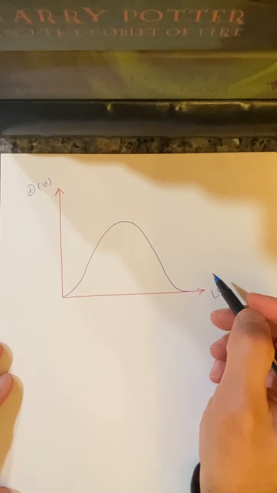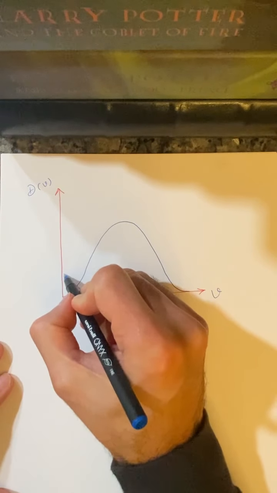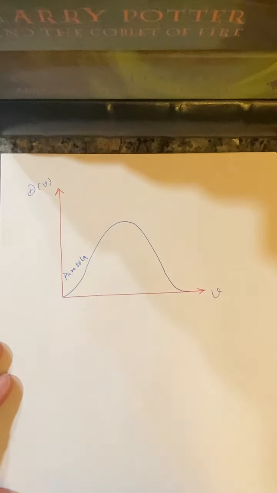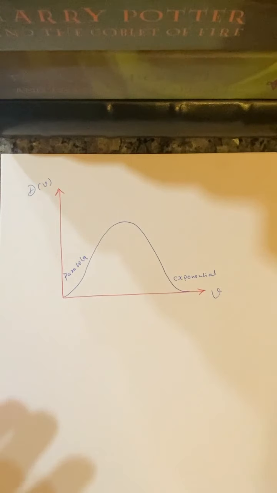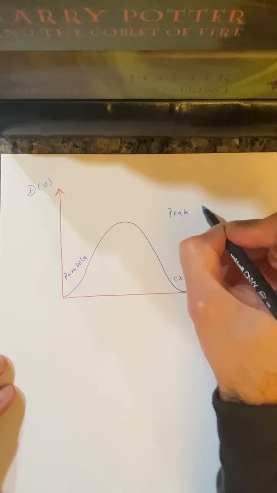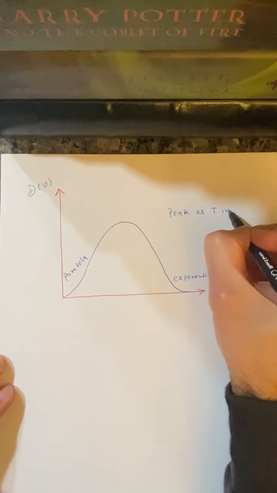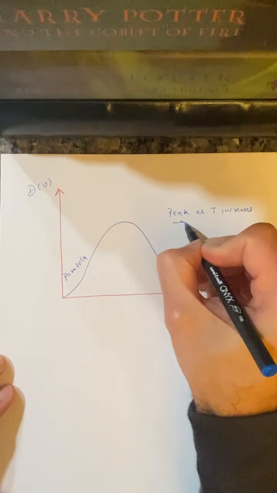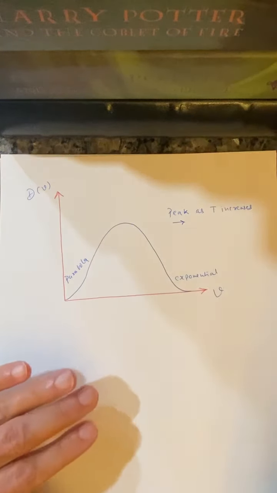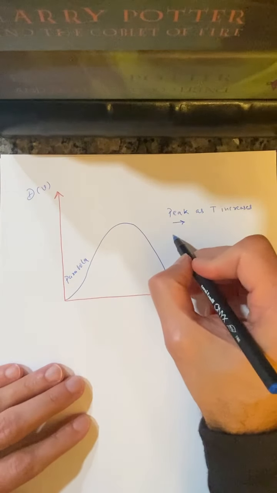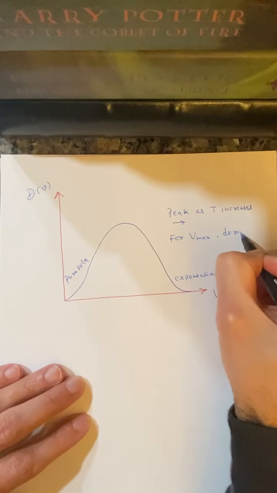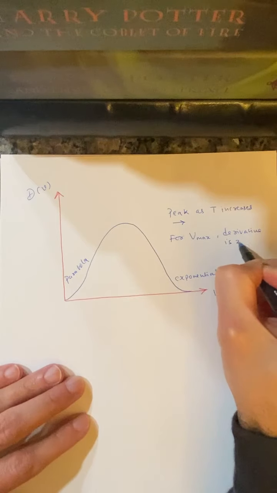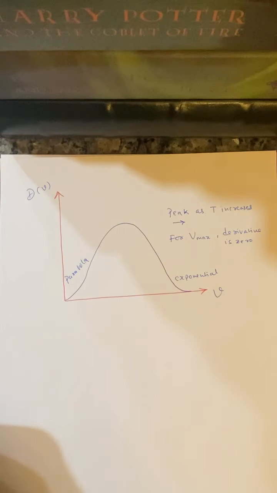Almost 3 different speeds. Initially, when it's close to 0, you're looking at a parabola. And again, when it's very high, you're looking at an exponential decay over there. Peak shifts as T increases. I would say the peak shifts in this direction. For Vmax, or the velocity maximum, the derivative obviously is 0, right? For Vmax, the derivative is 0. And there are 3 different speeds here that we are going to provide.